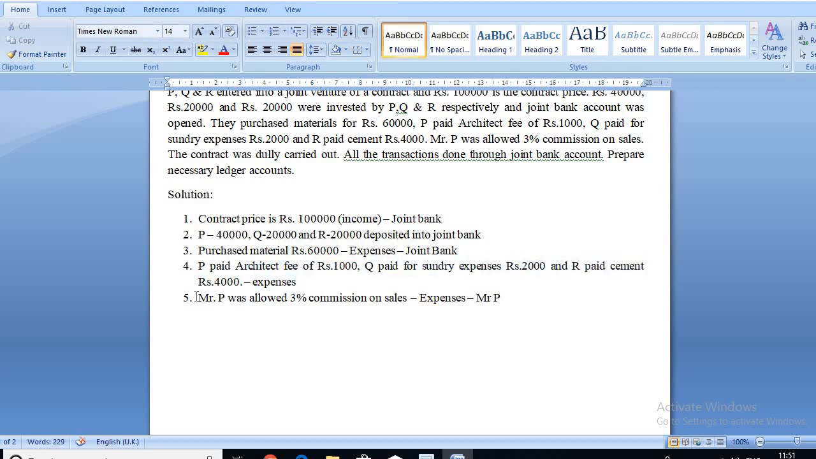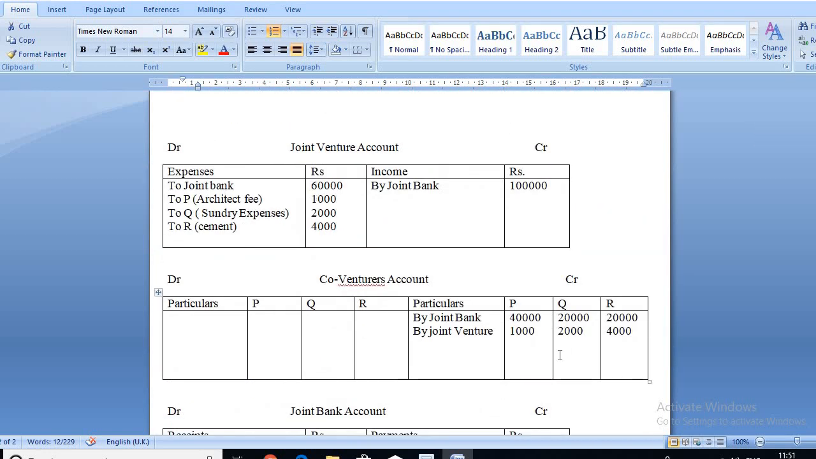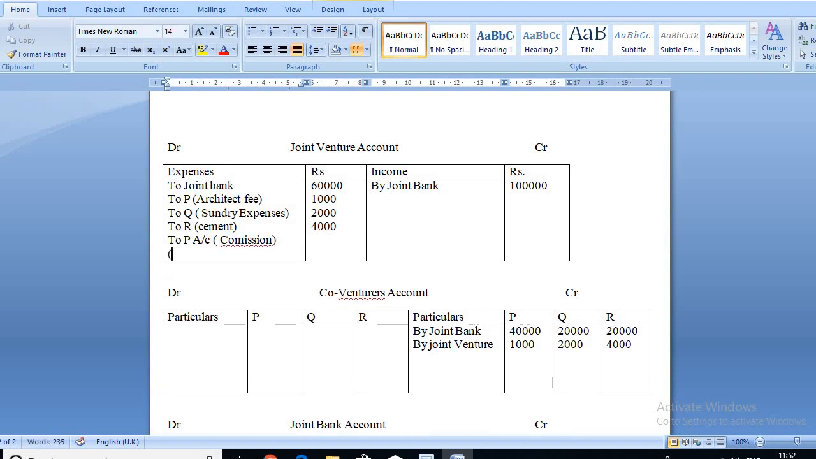Now the last transaction, Mr. P was allowed 3% commission on sales. Here P is getting commission. So this commission is income for P, but for joint venture account, it is an expense. For business, it is an expense. So in the expenditure side, right now, here we are giving commission to Mr. P. So P account, in bracket, you can write commission, 3% on sales. How much sales? Sales, nothing but the contract price. Here it's a contract price or sales.